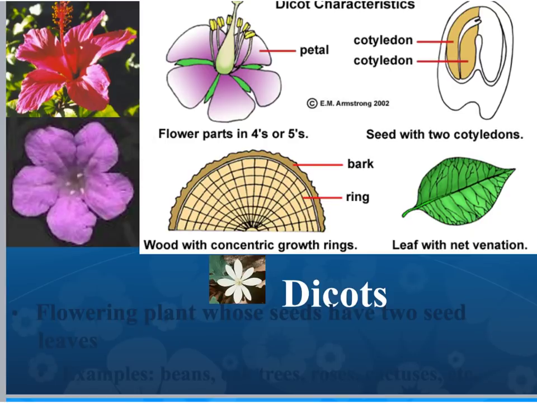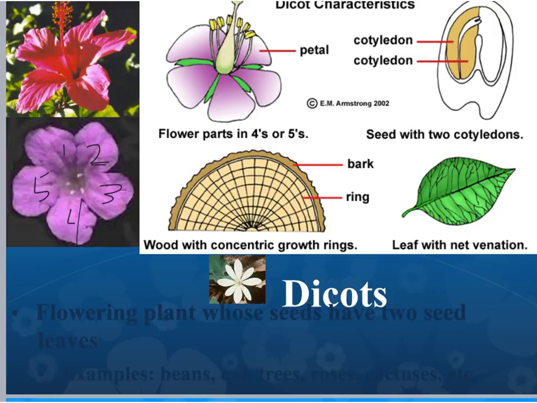Here's a little more information about dicots. A couple examples of dicots are beans, oak trees, roses, cactus. And as you can see over here, there's 1, 2, 3, 4, 5 petals. So it's multiples of 4s and 5s in dicot plants.